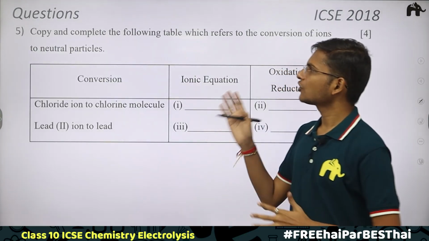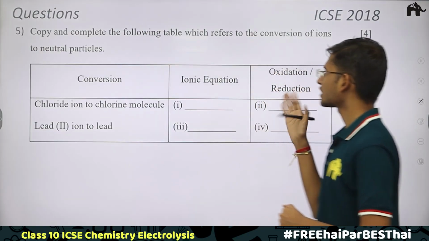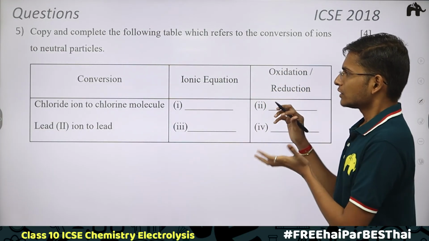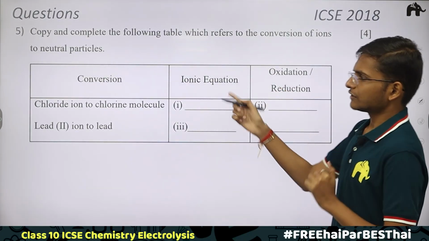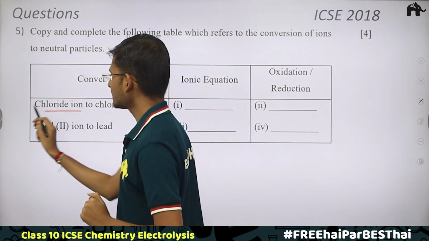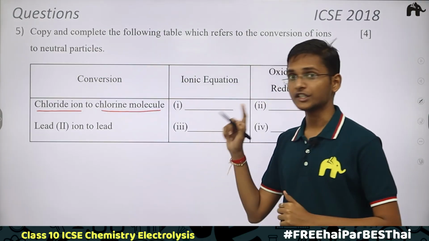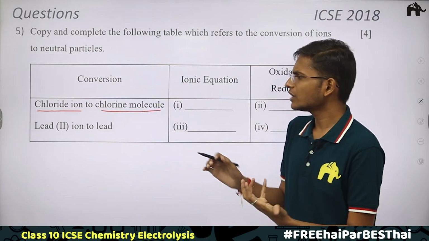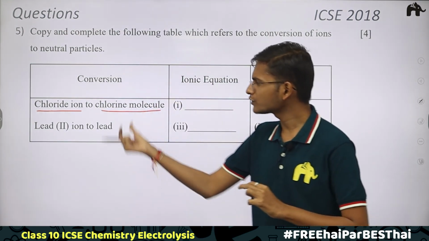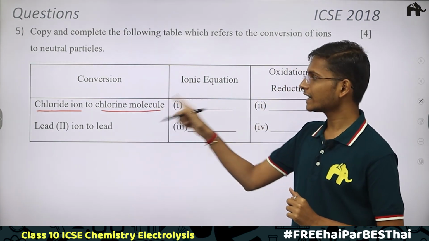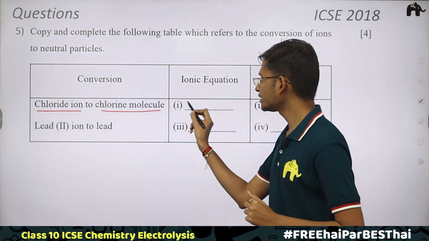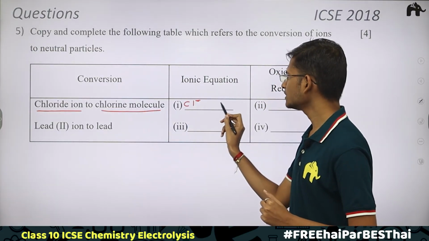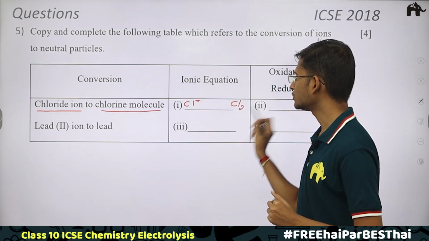Okay, so next is copy and complete the following table which refers to the conversion of ions to neutral particles. Now, conversion first is of chloride ion to chlorine molecule. So I have to write the ionic equation. How would I write? Simply, we have to just use what they have given to us. Chloride ion to chlorine molecule. So here it would be chloride ion, and here it would be chlorine molecule.